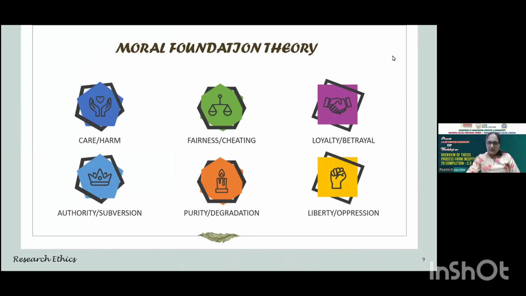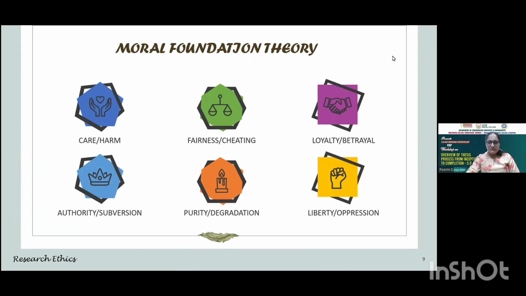Always there should be fairness and no cheating. There should be loyalty and no betrayal. There should be authority and no subversion. There should be purity and no degradation. There should be liberty and no oppression. This is the moral foundation theory for life.